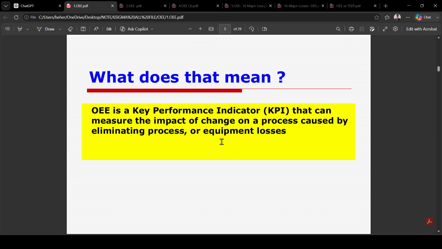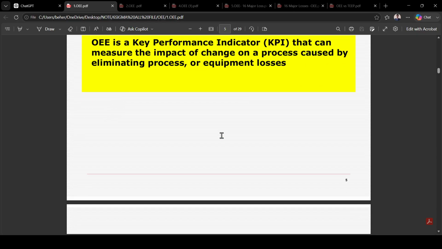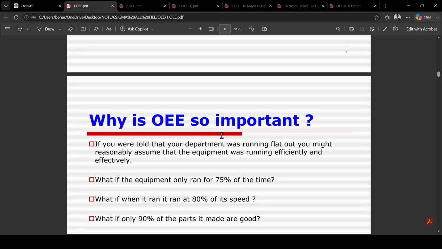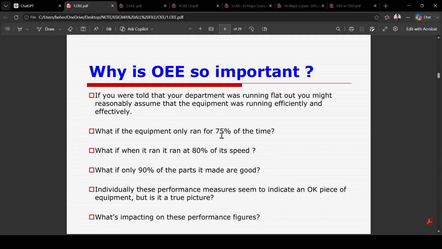Then what does that mean? OEE is a key performance indicator, so it can measure the impact of changes to the process caused by eliminating process and equipment losses. Why is OEE so important?